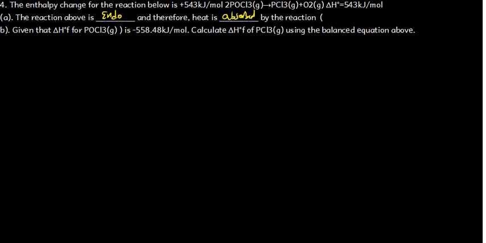It is absorbed or taken in, whatsoever way that you can use to mean the heat is going to be found on the reactant side. Now for B, given the enthalpy of formation for this compound, we've already been given the reaction. This is the same question. 2 POCl3 is breaking to PCl3 plus oxygen.